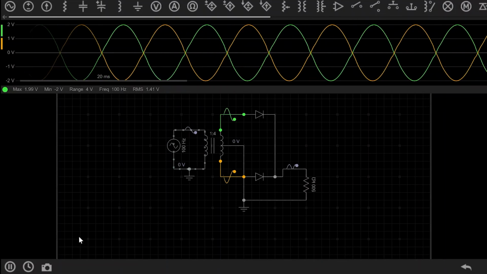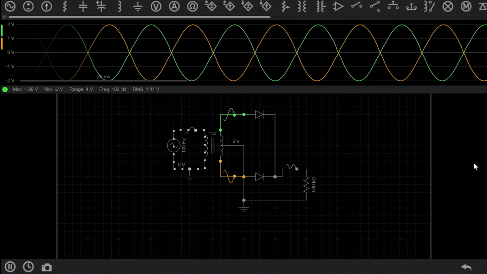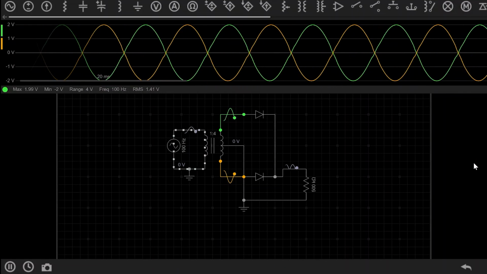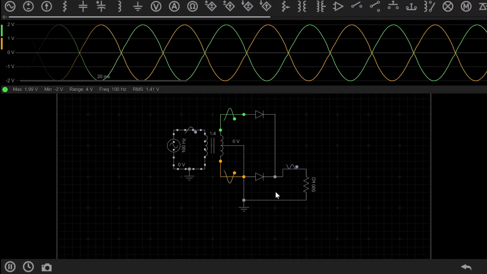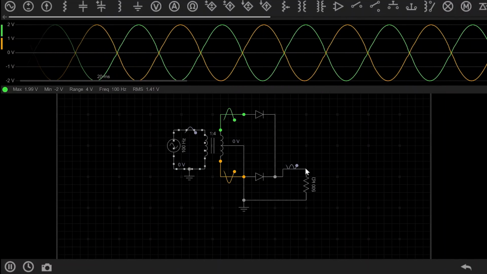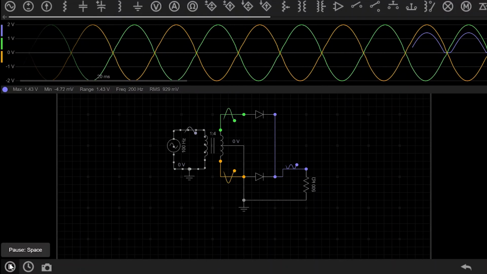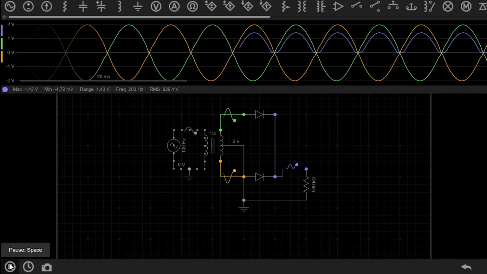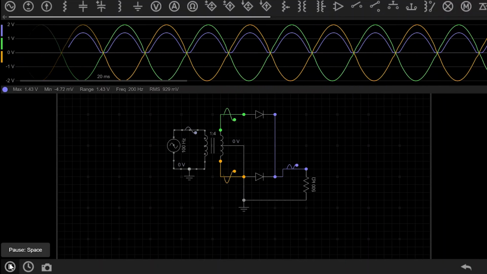These are the waveforms in the upper half of the transformer and the lower half of the transformer. Why is there a phase difference of 180 degrees? It's because of the central tap. Okay. Now let us see the output. So you can see here the output.